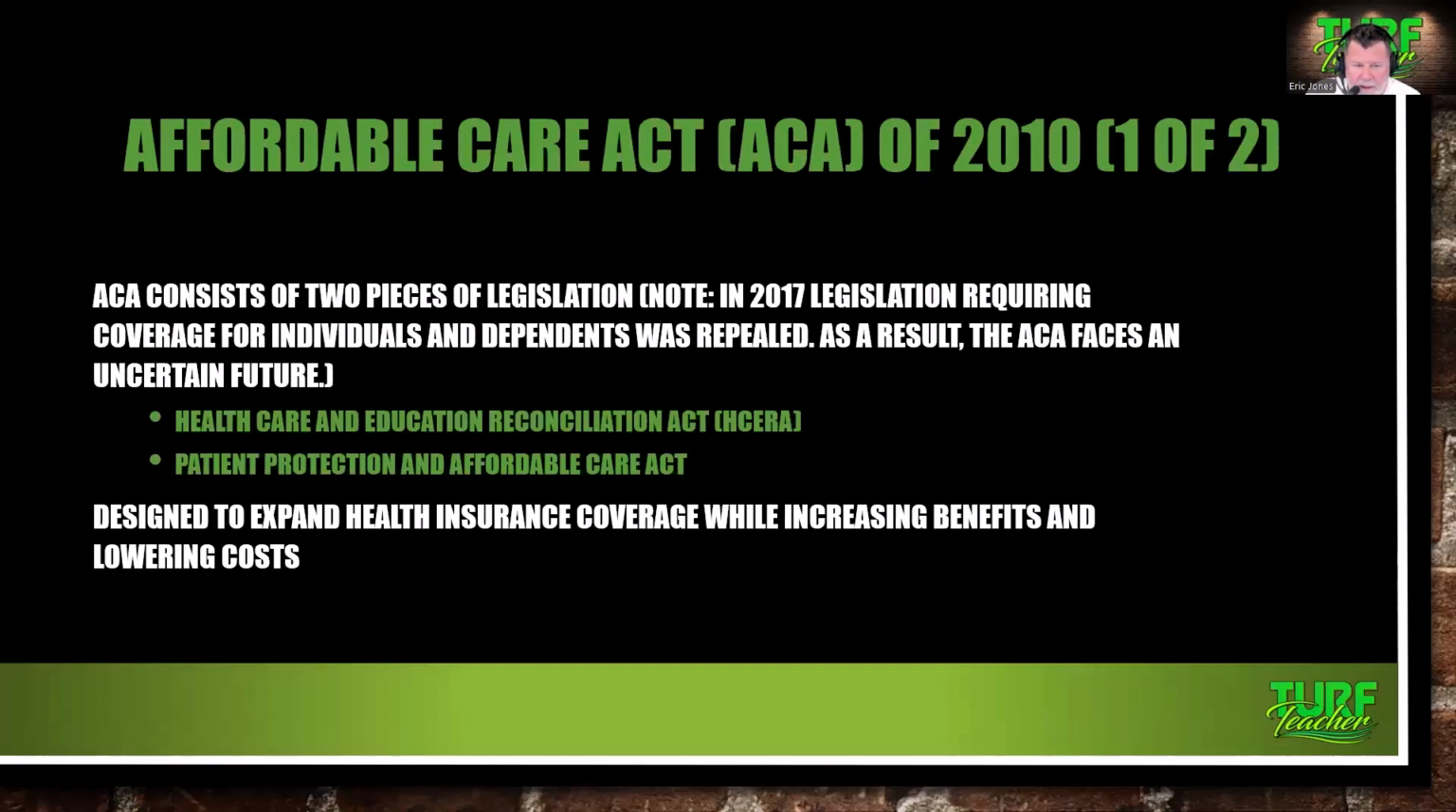The Affordable Care Act, ACA of 2010, consists of 2 pieces of legislation: the Health Care and Education Reconciliation Act, and the Patient Protection and Affordable Care Act. Note, in the 2017 legislation, the requirement for coverage for individuals and dependents was repealed. As a result, the ACA faces an uncertain future. So basically, we're talking about Obamacare here, designed to expand health insurance coverage while increasing benefits and lowering costs.